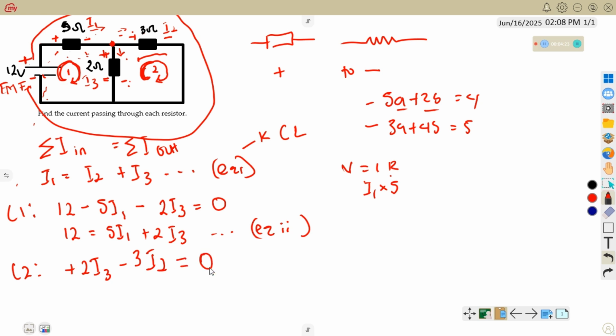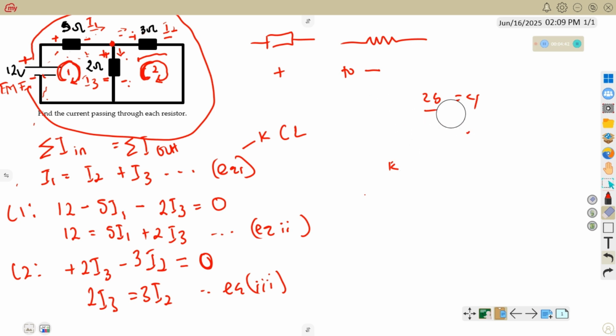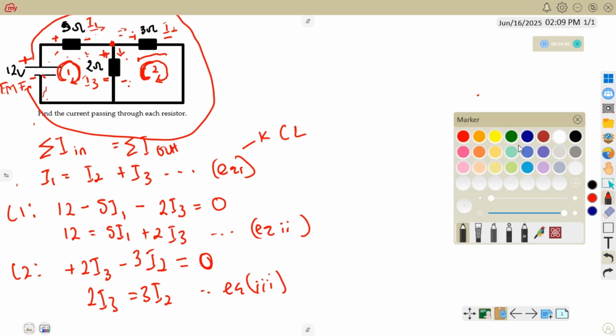So that is going to be equal to what? 0. It's going to be equal to 0. So let's rewrite this. So we have 2I3 is equal to 3I2, and this is our equation 3. Right? So now I've gotten 3 equations, and now we can begin to solve because we have all our unknowns and we can solve easily at this point. Let me just clean this off and write our 3 equations up so we have enough space to solve.